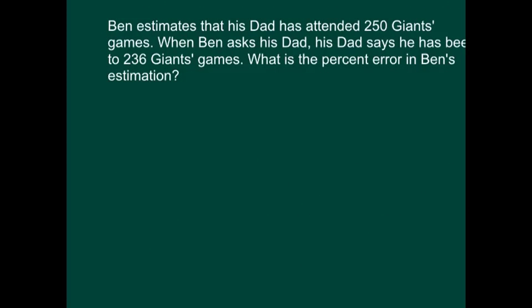So based on Ben's awesome project video, I'm discussing Ben and his dad's amount of Giants games. So we're going to use Ben's dad's Giants games as an example. Ben estimates that his dad has attended 250 Giants games. When Ben asks, his dad says he has been to 236 Giants games. So Ben gets concrete data that his dad has been to exactly 236 Giants games. He then has to say, okay, I said 250, Dad said 236. It means that I was 14 games off. And that's going to equal x over 100.